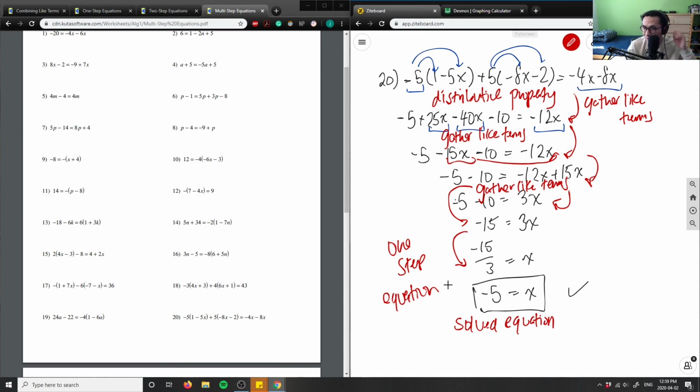We want to start from a very, very big thing, and we want to start gathering like terms, maybe doing distributive property, start moving things around to get us to our answer in this case. So what we did today was we did one-step equations, we did two-step equations, we did multi-step equations.